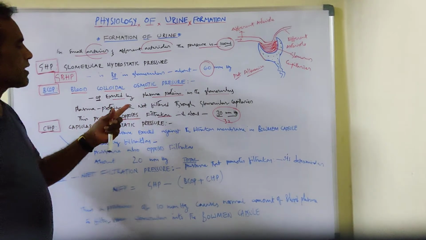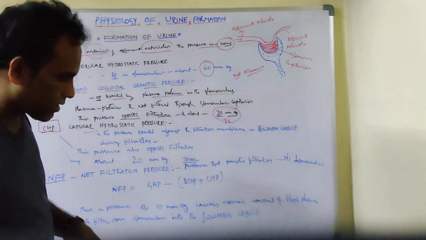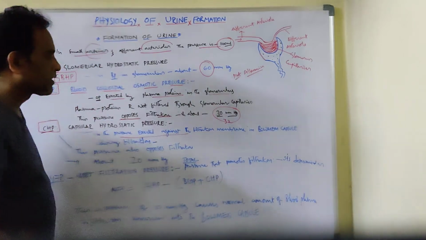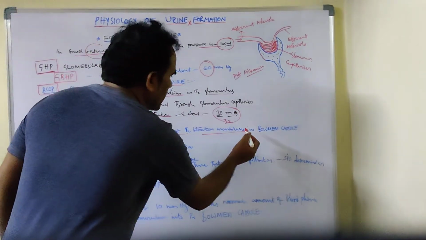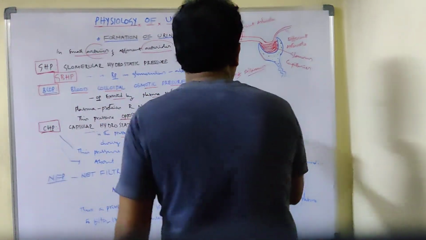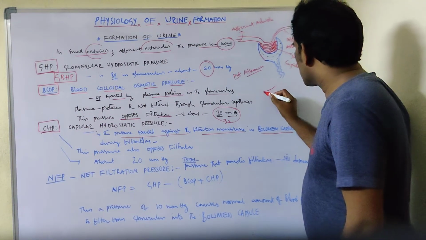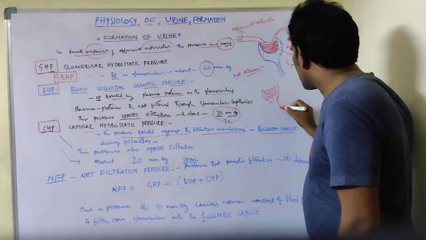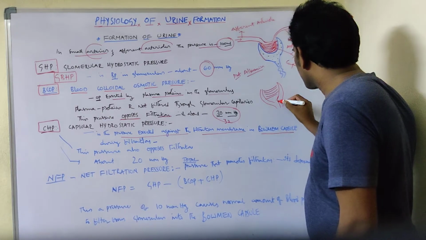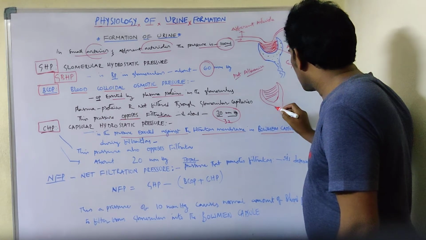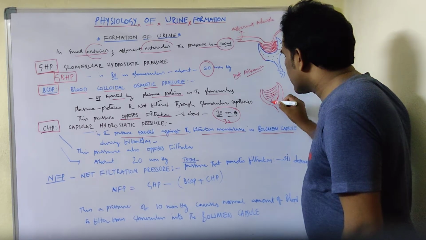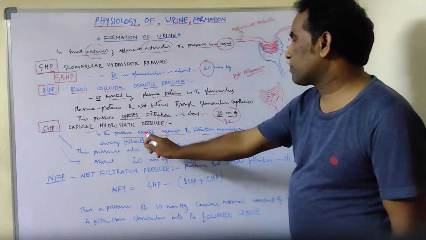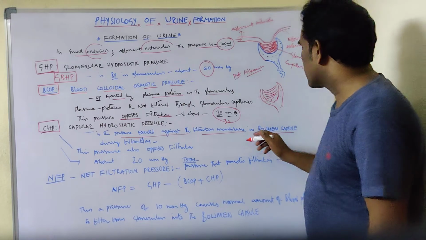Now another one is called CHP, capsular hydrostatic pressure, meaning Bowman capsular hydrostatic pressure. It is the pressure exerted against the filtration membrane in Bowman capsule. For example, here these are the glomerular capillaries, followed by the Bowman capsule. Here the pressure is exerted against the filtration membrane in Bowman capsule.